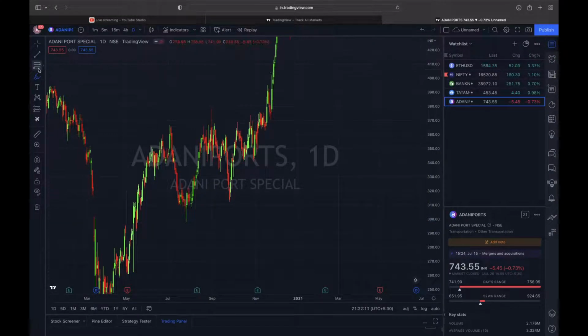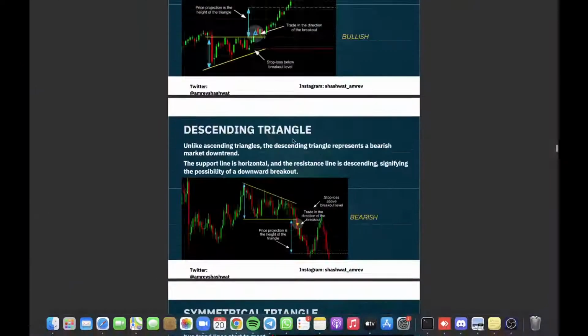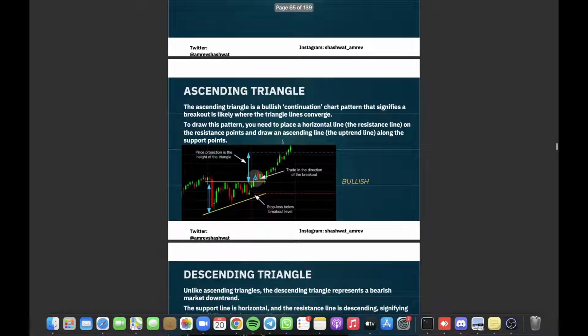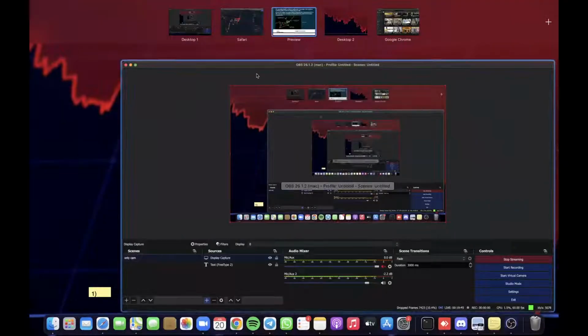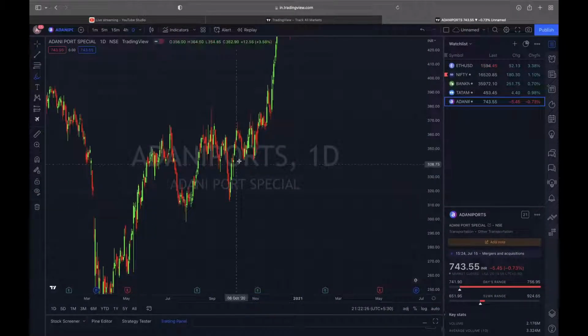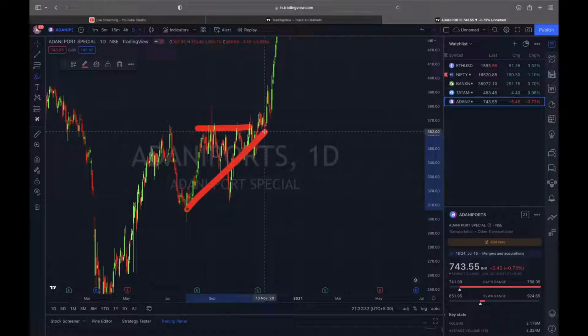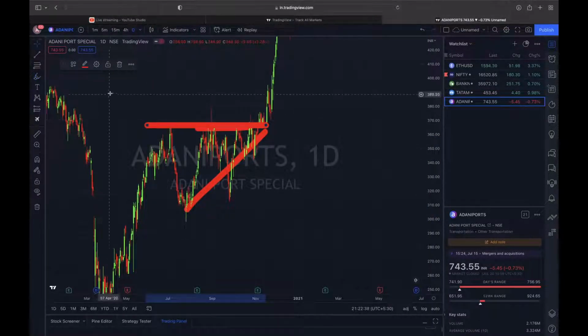See? Can you spot a triangle? Which triangle is this, everyone? Top is common, and the base is going up. Which triangle is this? Ascending triangle. Got it? Ascending triangle gives you an upside move.